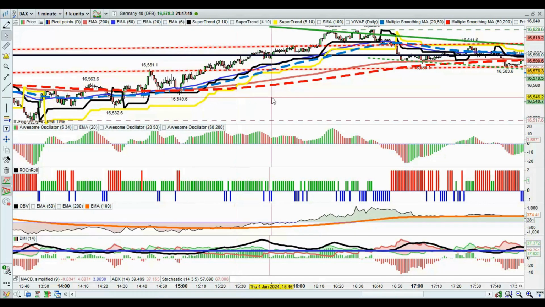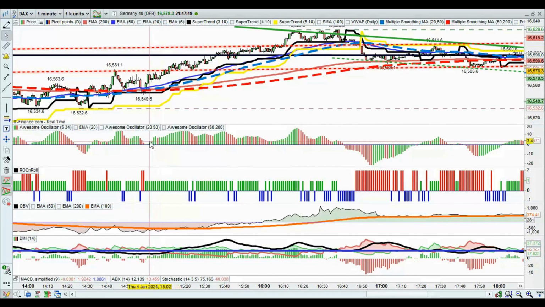Okay, so look at the indicators. Awesome oscillator, again, continues to stay above the zero line, starting to look very green here on the rock and roll. The OBV has crossed through the 100 EMA, and of course it's all green on the DMI, so that all bodes very well for staying in this trade.